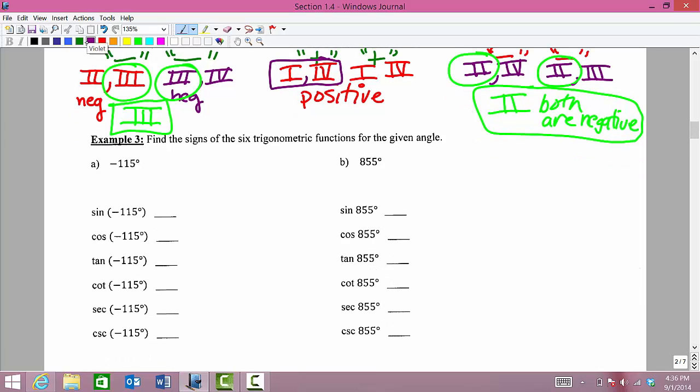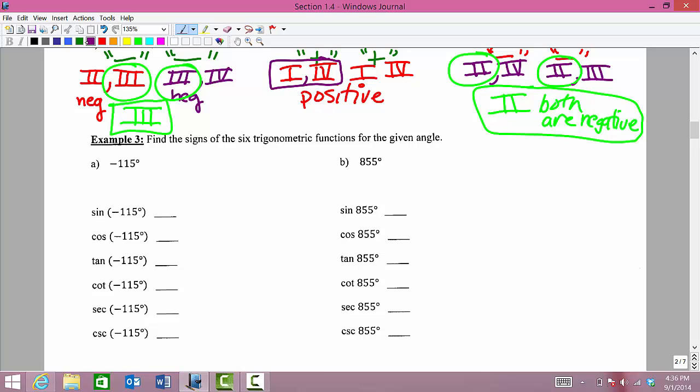Now this time in example 3, I am going to give you the angle that we were talking about. In everything else we've just said, we called it theta, and we didn't describe what the actual angle was. In example 3, I'm going to give you the exact angle, and I'm going to ask you to come up with the signs of all of the trig functions for that given angle.